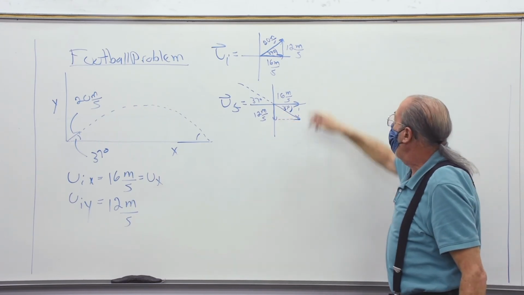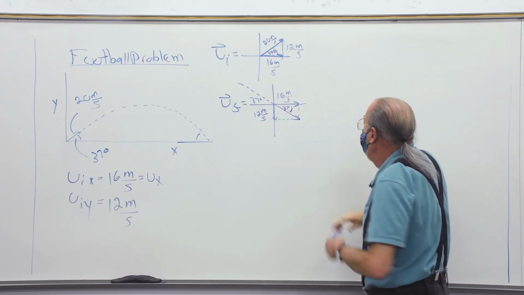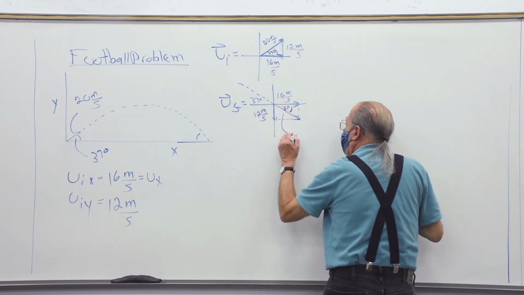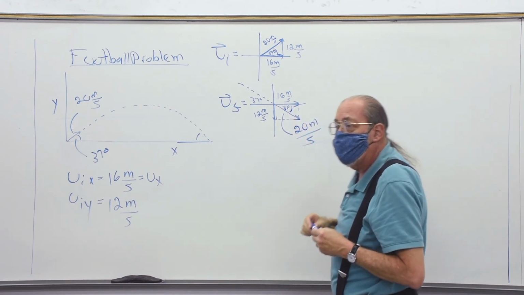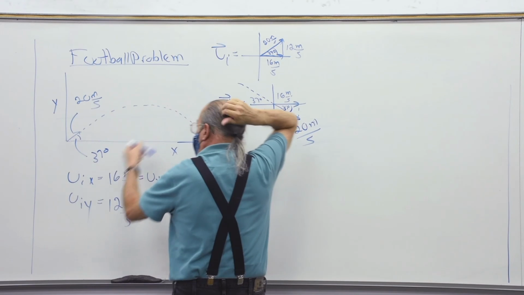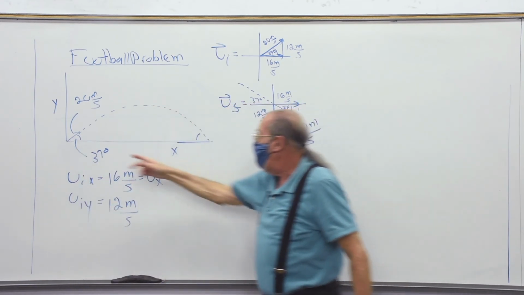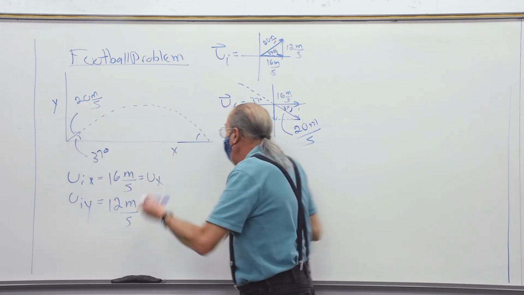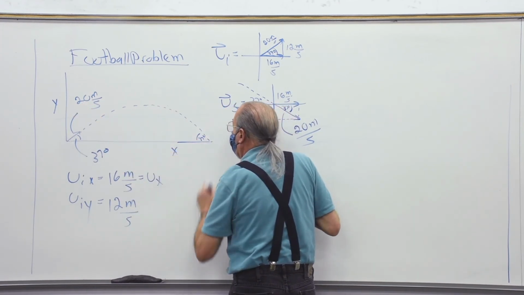Pythagorean theorem. But look at it. 12, 16, 12, 16. This is obviously, just by inspection, 20 meters per second. When it strikes the ground at the same height it was kicked, it hits at the same speed it was kicked, at the same angle that it was kicked.